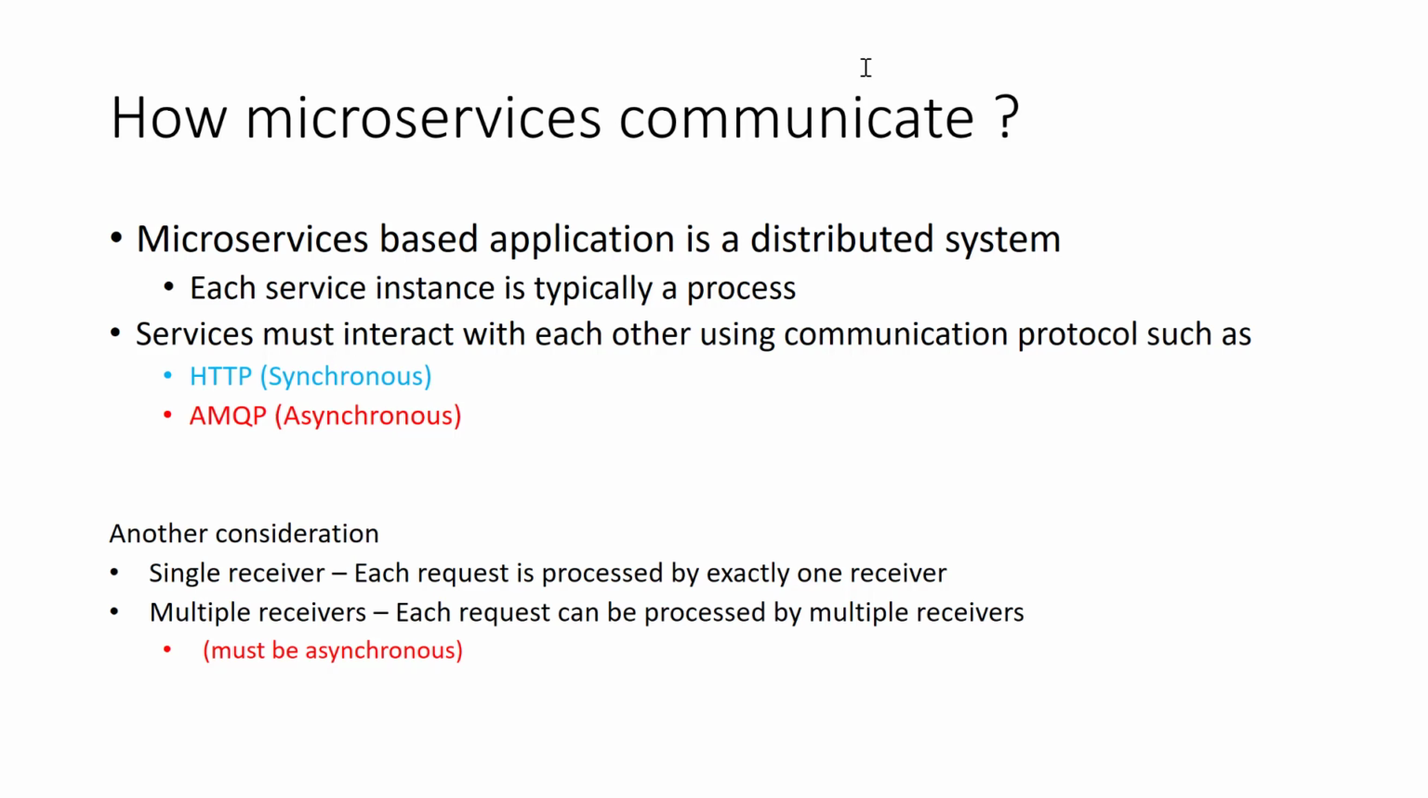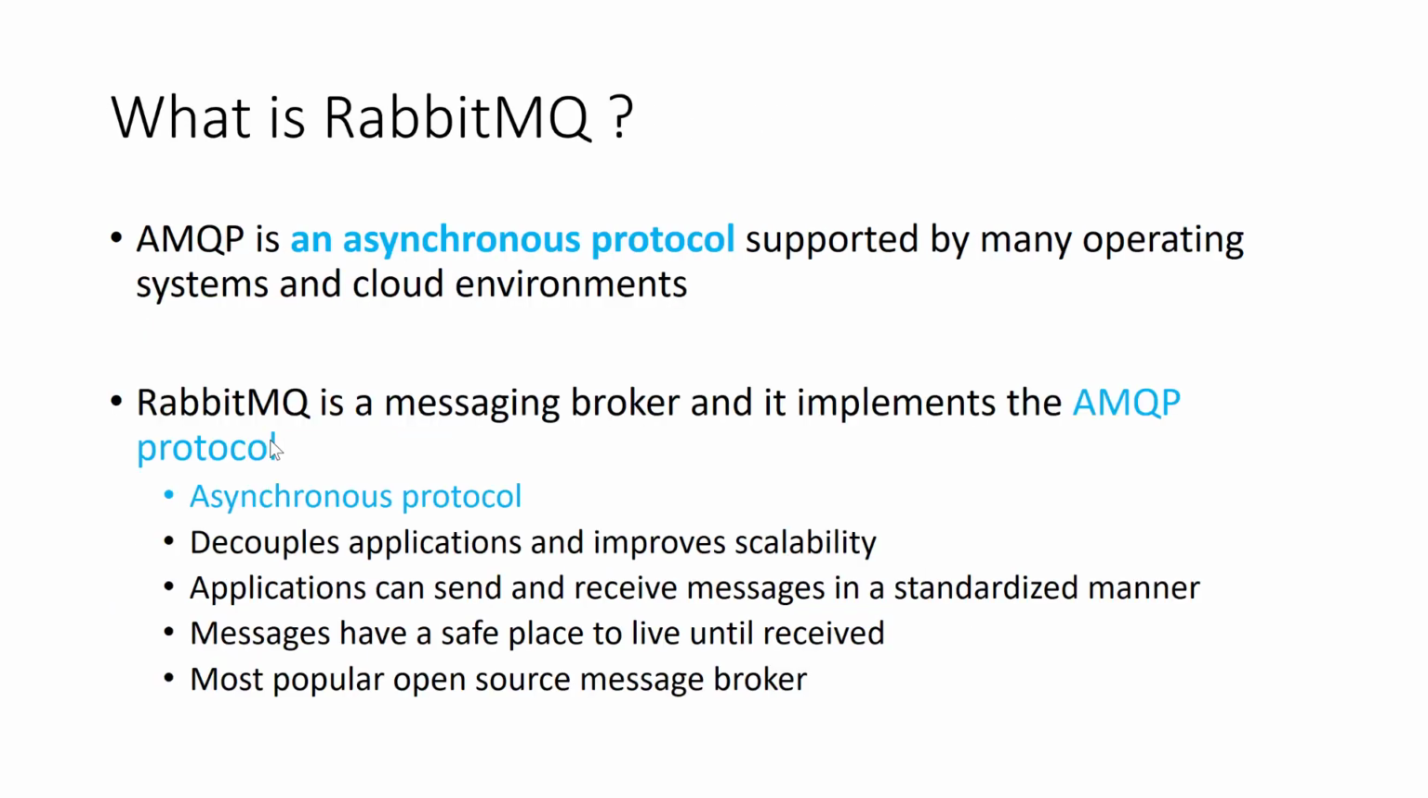Another consideration is single receiver and multiple receivers. The receiver is the one who is consuming the message. In a single receiver, each request is processed by exactly one receiver, whereas in multiple receivers, the request can be processed by multiple receivers. Now, the thing to notice is that multiple receivers need asynchronous communication. And also, when services interact with each other, the AMQP protocol is used for asynchronous communication.